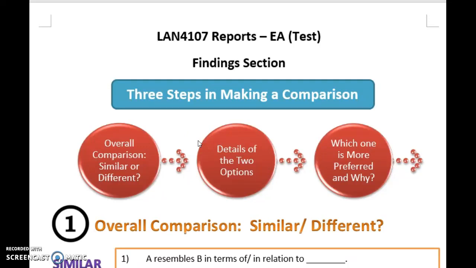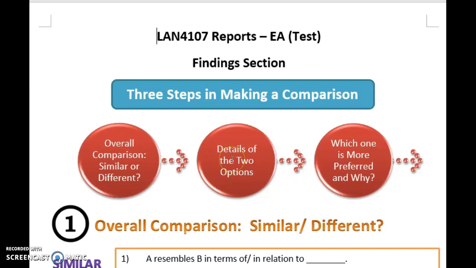So what do I mean by a three-step pattern? Instead of going to the details immediately for each aspect, I suggest in the very beginning, you give an overall comparison to tell the reader whether in that aspect, the two subjects, A and B, are similar or different. And after giving the overview to the reader, you can go to the specific details.